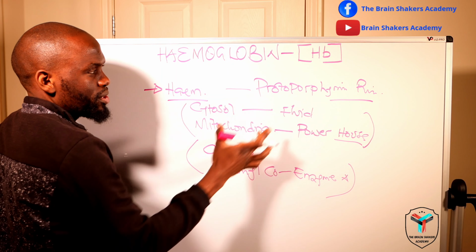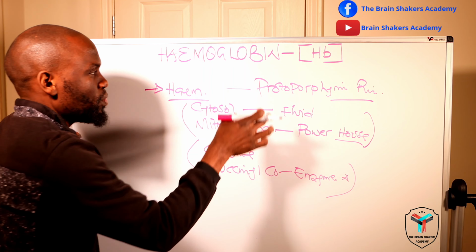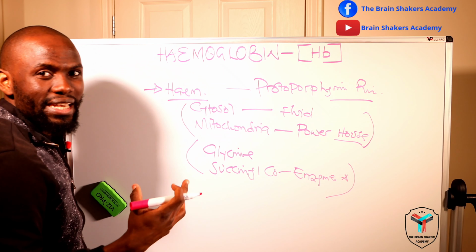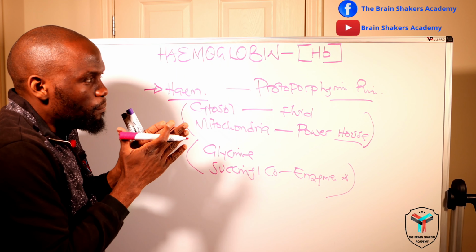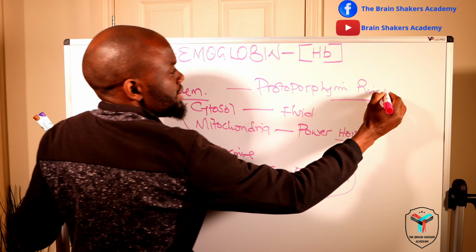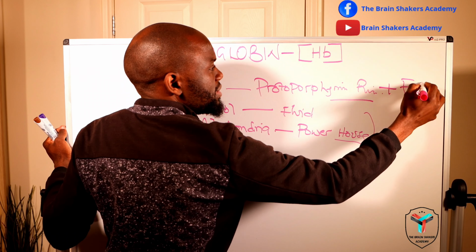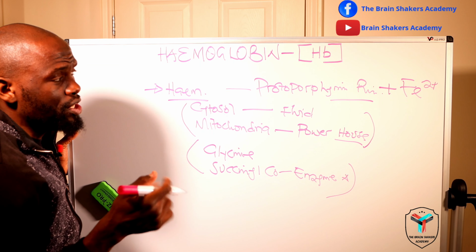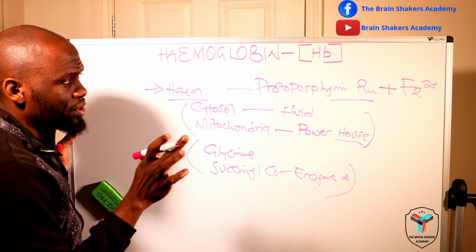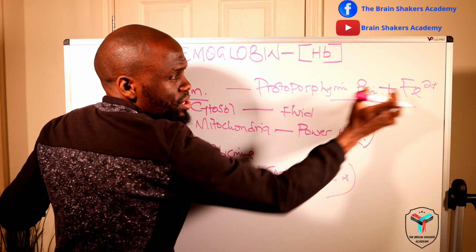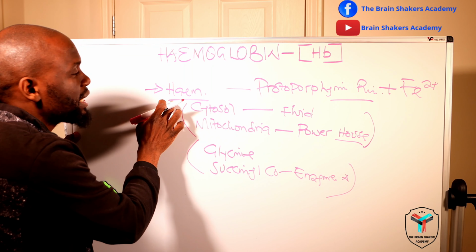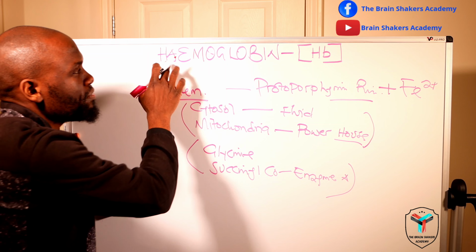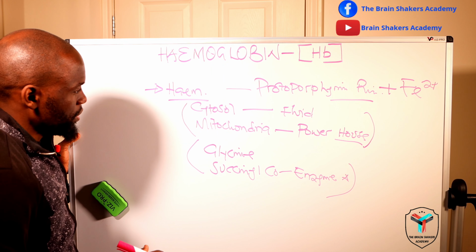Okay, so they form a protoporphyrin ring, and when this protoporphyrin ring combines or binds to iron, and this iron is the ferrous type of iron and not the ferric type of iron, we'll look at that when we look at the iron component. When it binds to the ferrous iron, that's when it becomes the heme part of the hemoglobin molecule.